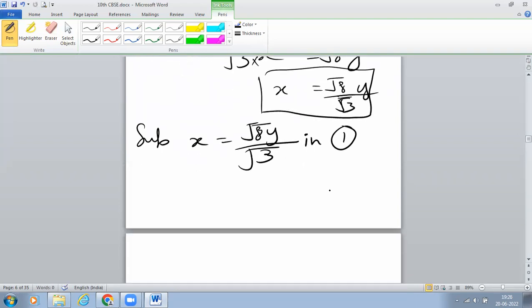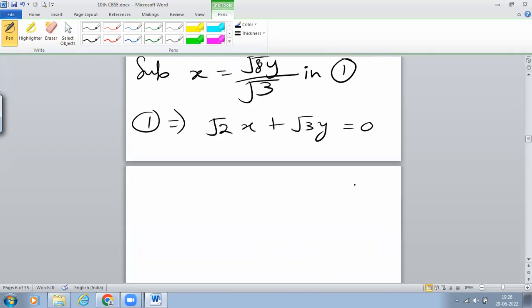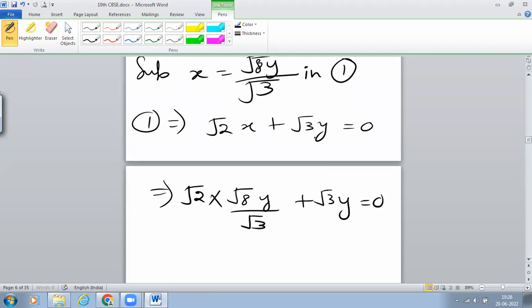Therefore, substituting x is equal to root 8 into y divided by root 3 in equation number 1. Equation number 1, which implies root 2 into x plus root 3 into y is equal to 0. In this equation, I'm going to substitute the value of x. What we'll get is root 2 into x, in the place of x I have to substitute the value of x, that is, x value is root 8 into y divided by root 3. This plus root 3y, which is equal to 0, right?